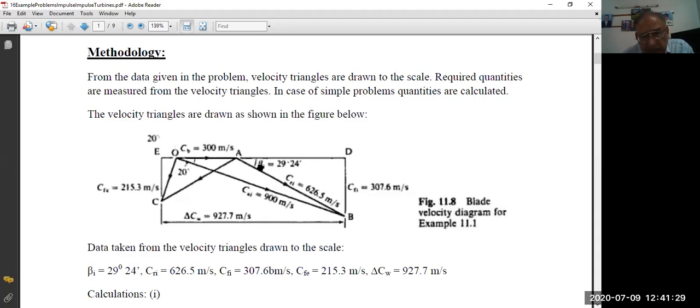Otherwise, if angle beta I is given or calculated, you can draw here in this diagram, it is 29 degree and 24 minutes. We can draw this triangle, this line AB. So similarly, in this triangle OAC, if we know CR, we know this angle. This angle was given here, velocity angle, so this line could be drawn.